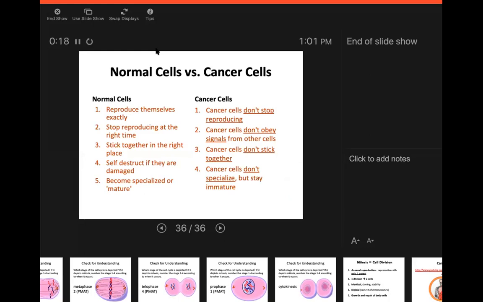Cancer hits home for me. My brother, thankfully he's still here, had cancer and battled it for a few years. He had colon cancer, and when he was diagnosed, he was stage 3 already and 36 years old. So he had to go through chemo, and he had to have part of his colon removed. Thankfully, he doesn't have a colostomy bag. Does anybody know what that is? Does anybody else know what a colostomy bag is?